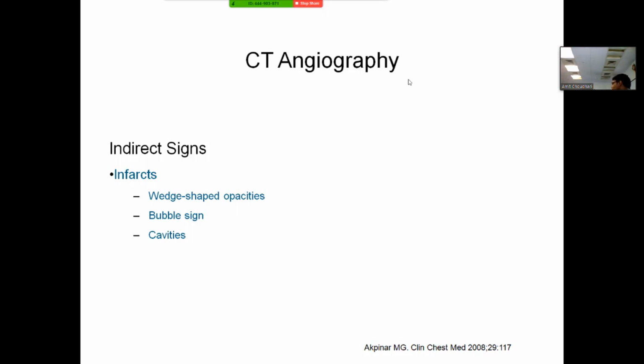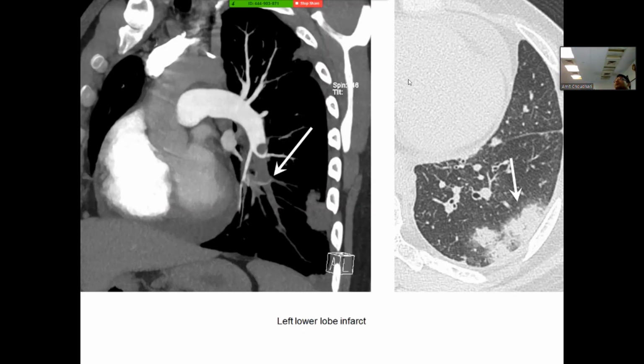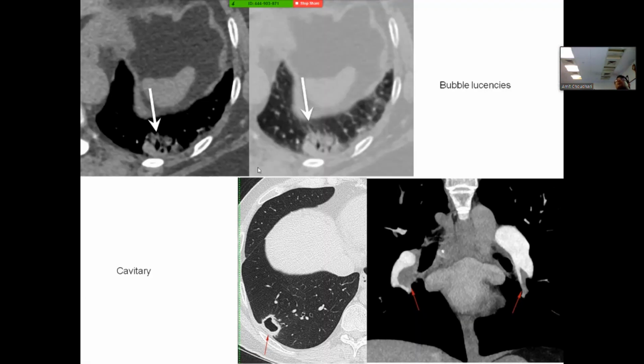So there are wedge-shaped opacities. You can have bubbly lucencies. Bubble is something which, if you do imaging over time, will shrink at its position. So it's like ice that is melting without changing its shape. And there can be cavitation. So if it is too acute and too large, and it has completely obliterated the pulmonary artery, then it can undergo necrosis. Okay. So if you see infarctions and you image this area, you can see the thrombus in the artery, and then subsequently there is a pulmonary infarction. Okay, and these are the cavitations.